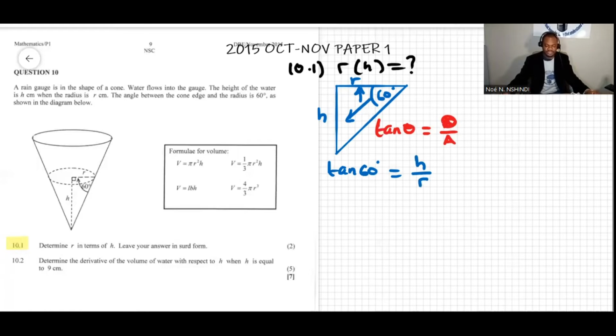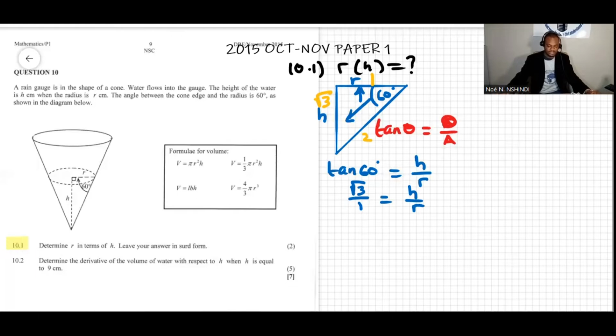Before I even do that, tan of 60 degrees is how much? 60 degrees is a special angle. We can substitute the values like 60 degrees over here. So that part must be square root of 3, and that's 2, and that's 1. Tan of 60 degrees, then opposite over adjacent will be square root of 3 over 1. So that's going to be square root of 3 over 1 equal to h over r.